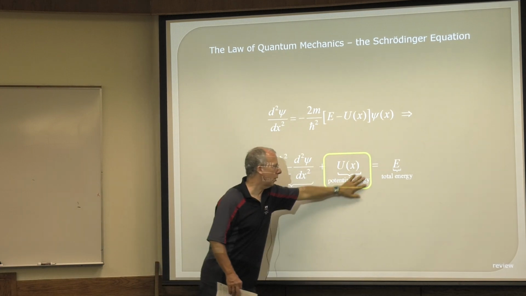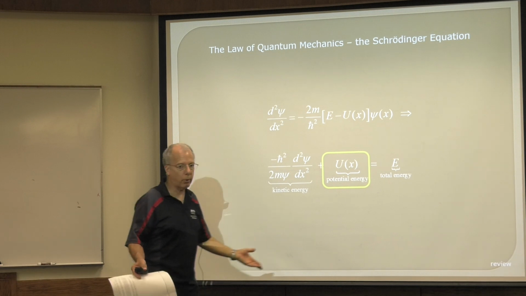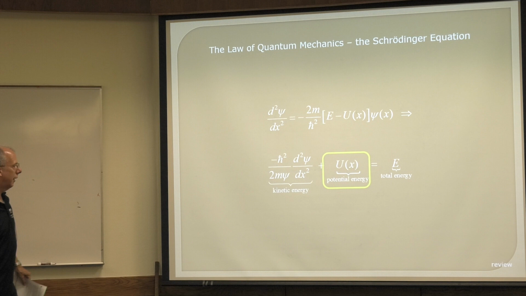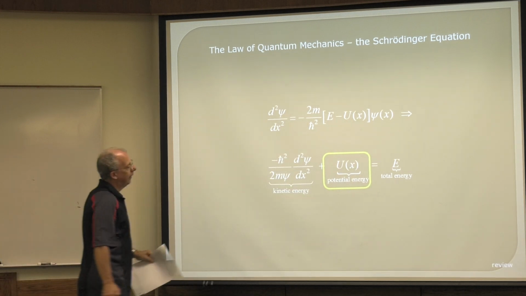And this is the crucial thing, because every situation has a unique potential energy. So that's the whole point. You've got to figure out the potential energy before you can even solve this equation. And again, this is the kinetic energy. Good golly, what a disaster, right?